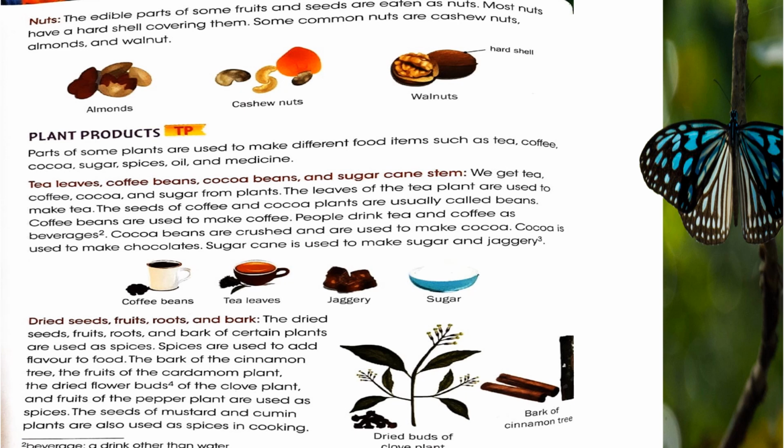Dried seeds, fruits, roots, and bark. The dried seeds, fruits, roots, and bark of certain plants are used as spices. Spices are used to add flavor to food. The bark of the cinnamon tree, the fruit of the cardamom plant, the dried flower buds of the clove plant, and fruits of the pepper plant are used as spices. The seeds of mustard and cumin plants are also used as spices in cooking.